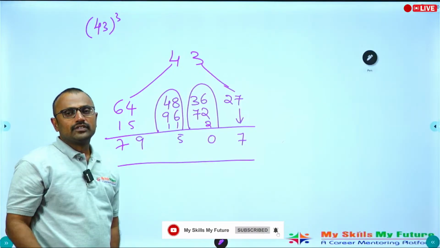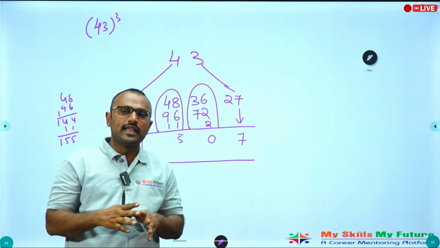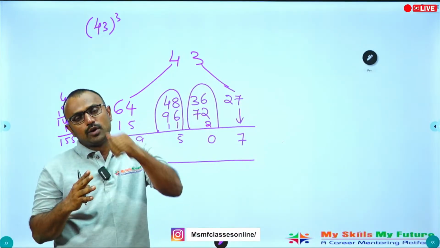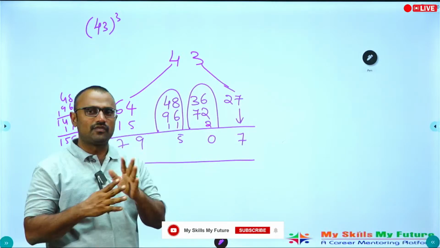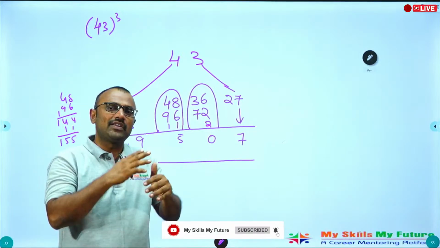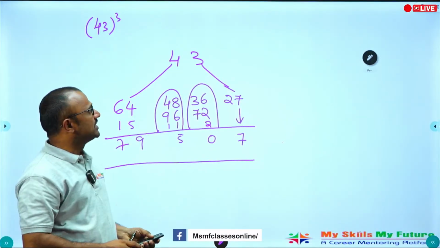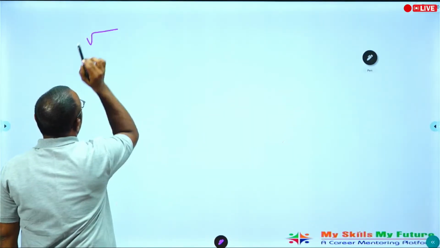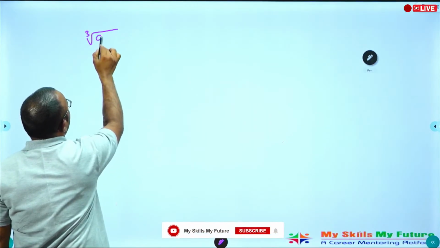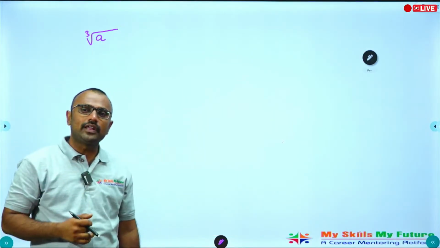So we classified 2-digit numbers in 4 ways, and we found cubes of numbers starting with 1, cubes of numbers ending with 1, cubes of different-digit numbers, and cubes of 2-digit numbers having the same digits. Now we discuss how to find the cube root. How to find the cube root of a number.